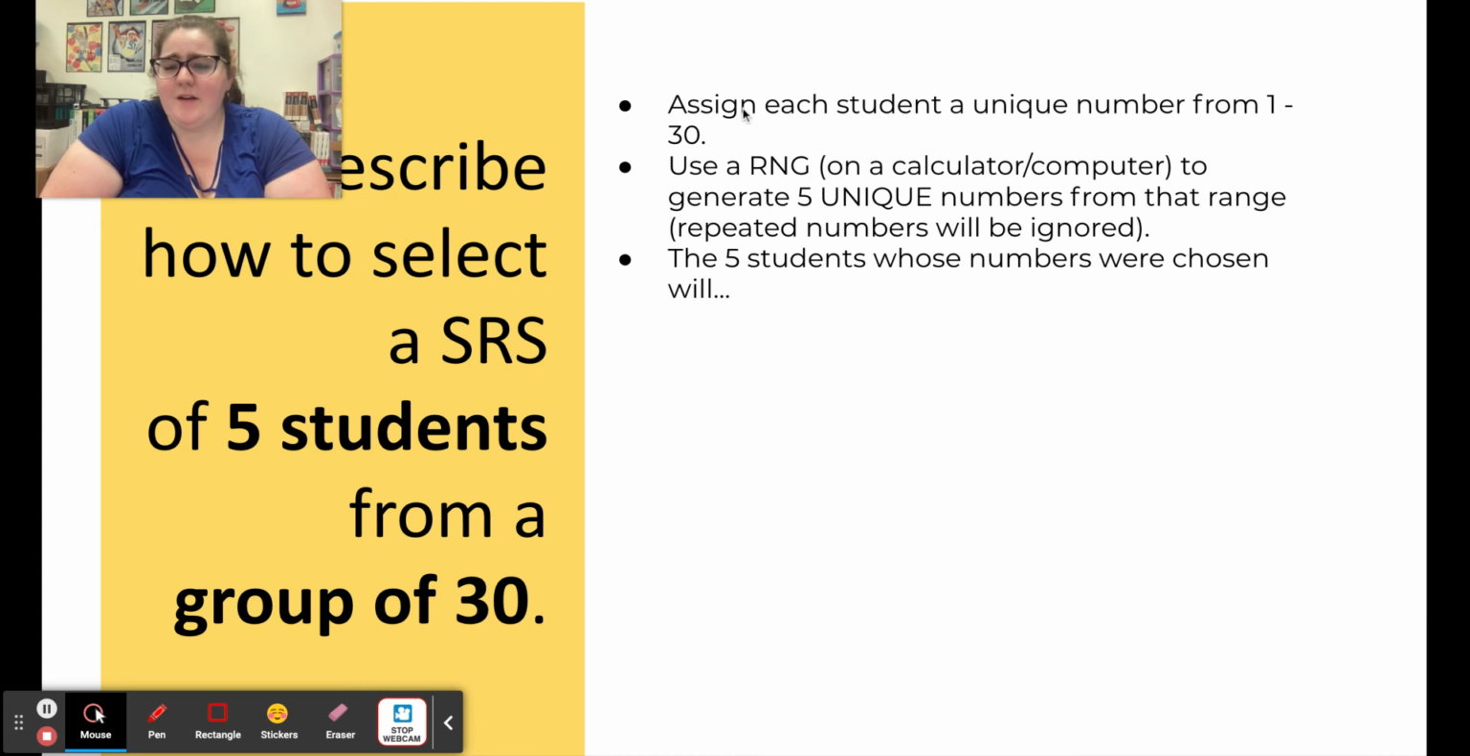Right? So specify the numbers, tell me what method you're going to use to pick the numbers, making sure to say unique or ignore repeats, and then tell me what those chosen sample are going to do.